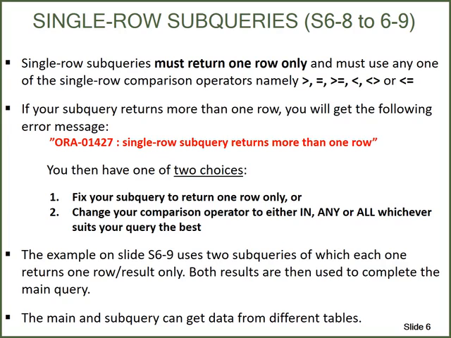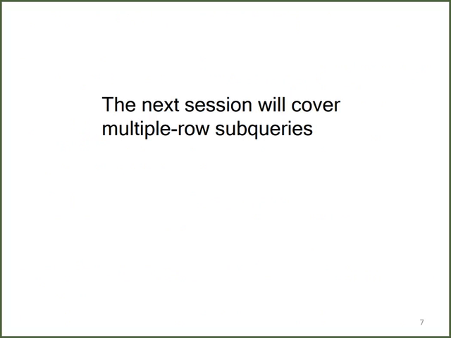The example in your textbook on slide 6-9 uses two subqueries of which each one returns one row or result. Both results are then used to complete the main query. I'm not going to discuss that example. The main and subquery can get data from different tables. That is also what you can do. Okay, the next session will then cover multiple row subqueries, as we are finished now with single row subqueries. Thank you.